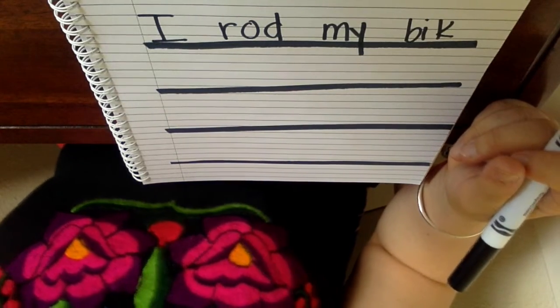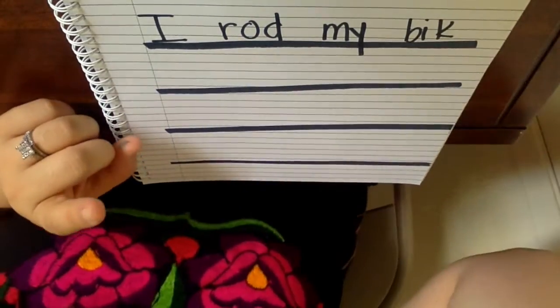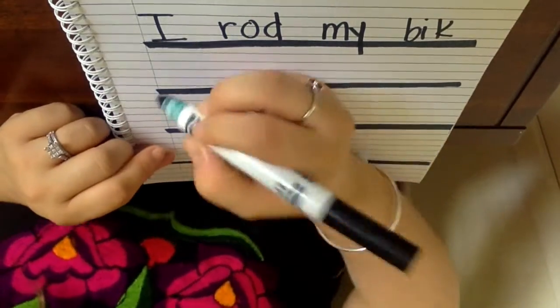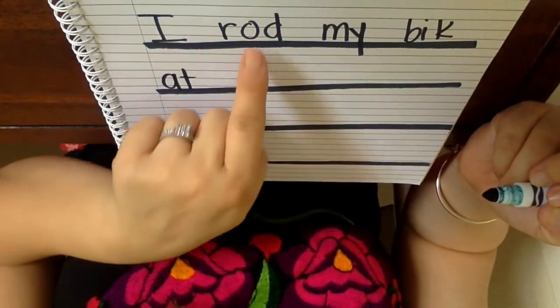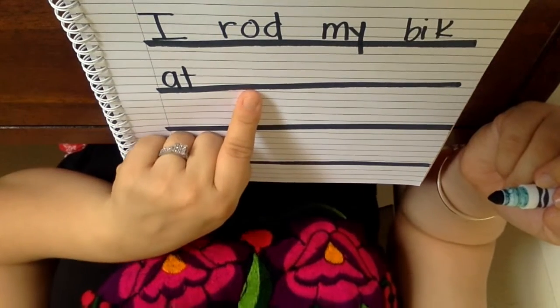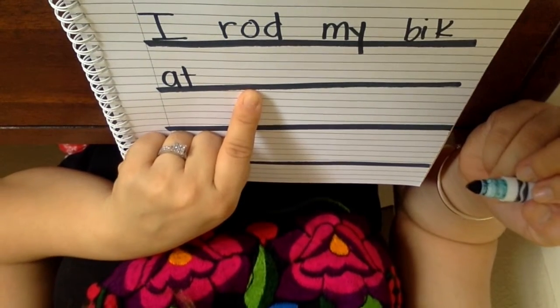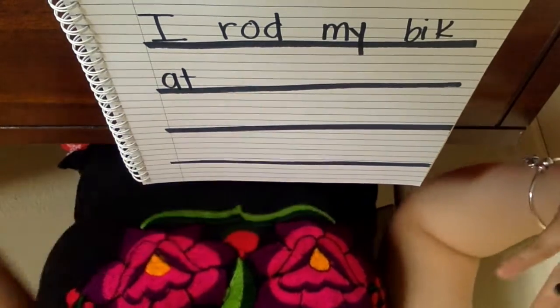And I actually don't have the card because I might have left it at school, but that's okay because I remember how to spell it, and if you don't, I can help you. At. Perfect. I rode my bike at the. Guess what? That's another sight word. Exciting, right? We are experts. We are writers. We know how to write these words.